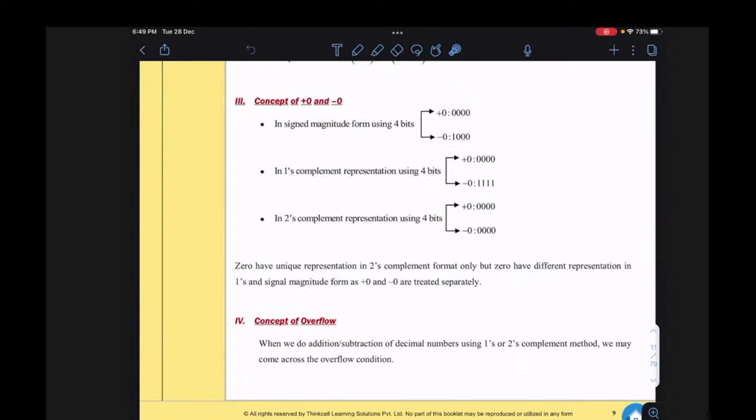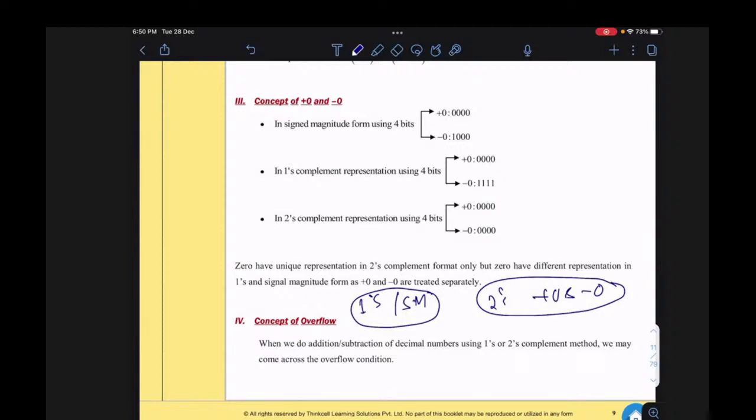So the concept is, in 2's complement form, plus 0 and minus 0 are the same. But in 1's complement and in sign magnitude form, plus 0 and minus 0 are different. In sign magnitude form, plus 0 is all zeros. Taking 4 bits, though you can take any number of bits, the sign bit is the MSB.